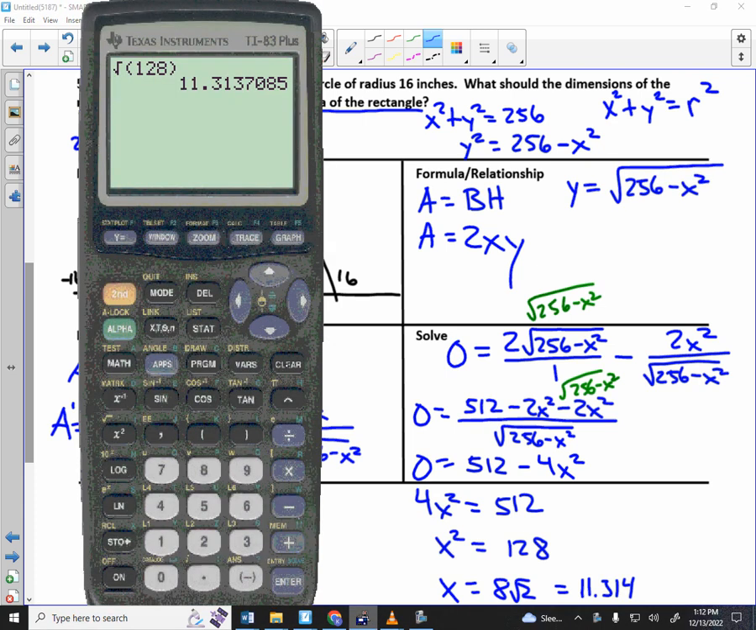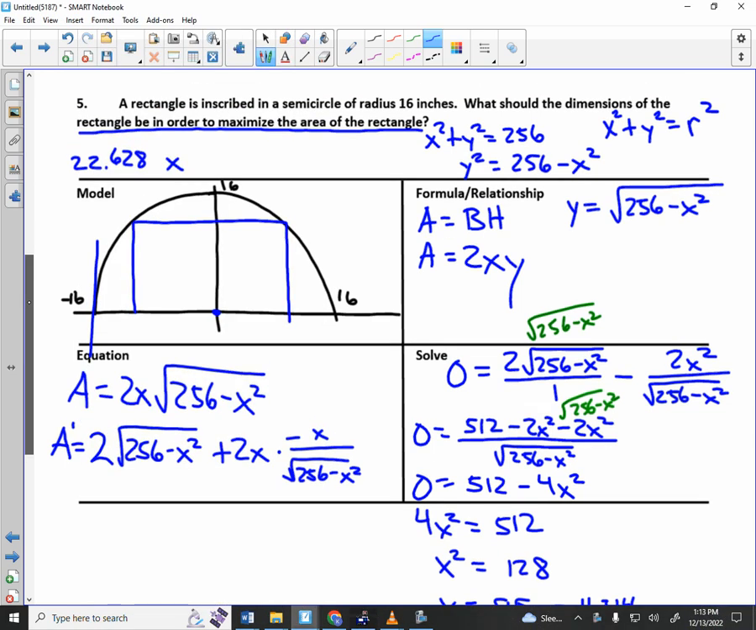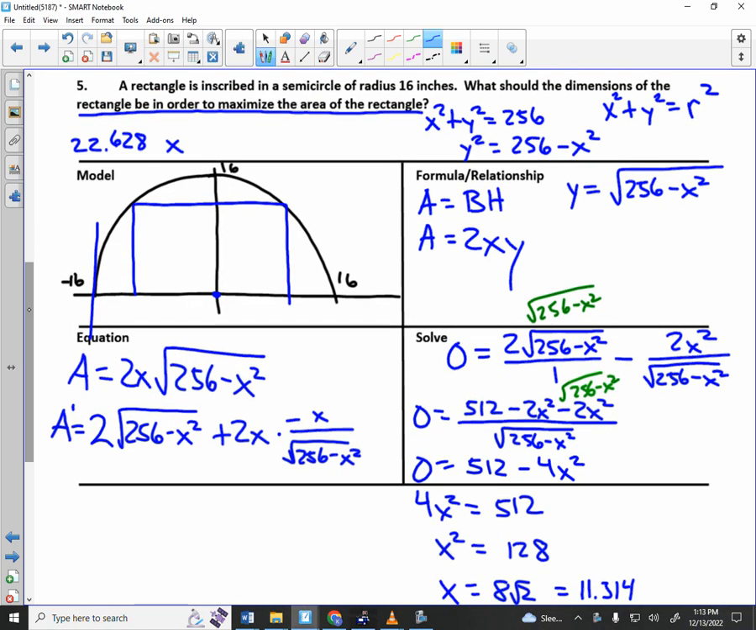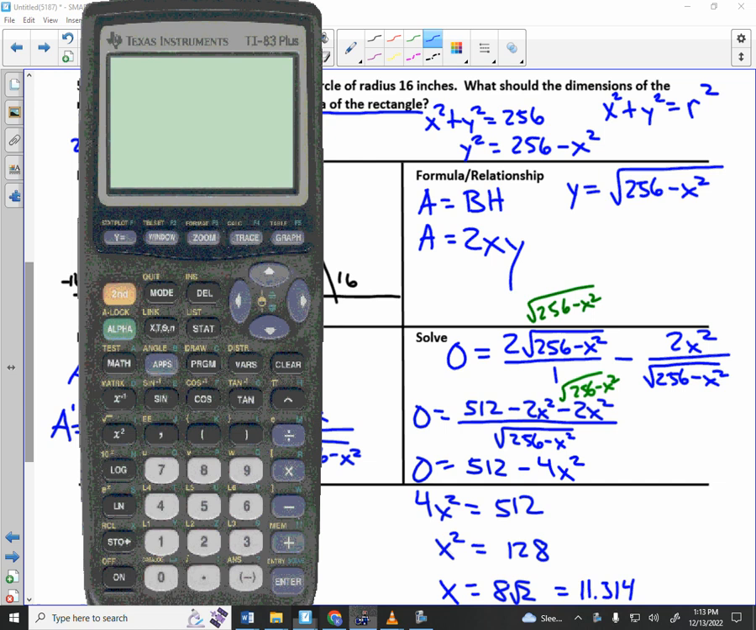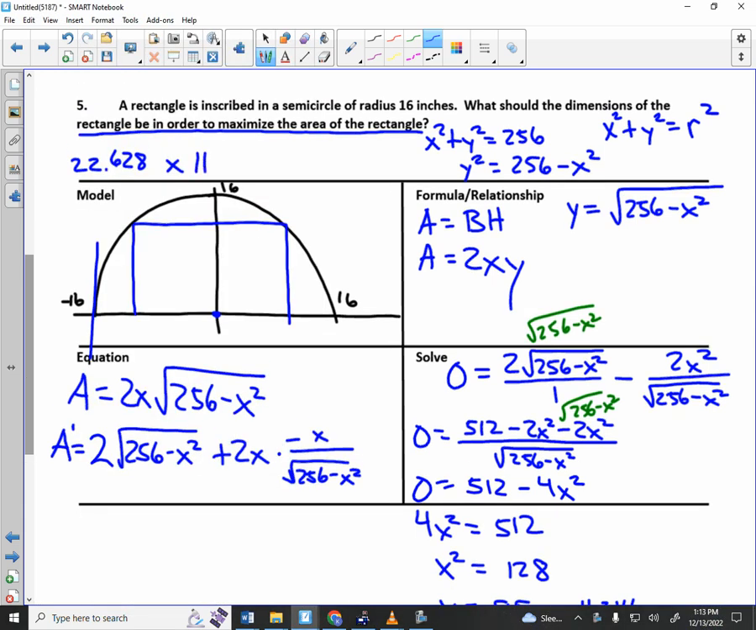And as I take out my calculator, I'll try that. So earlier we solved for y and we got the square root of 256 minus x squared. So I turn it on, I square root, and I have 256 minus 11.314 squared. And look at the interesting result. Oh my gosh. That was insane.